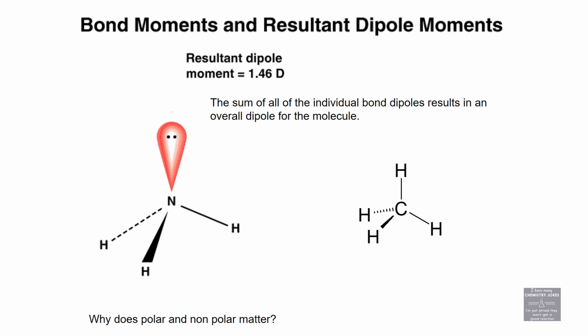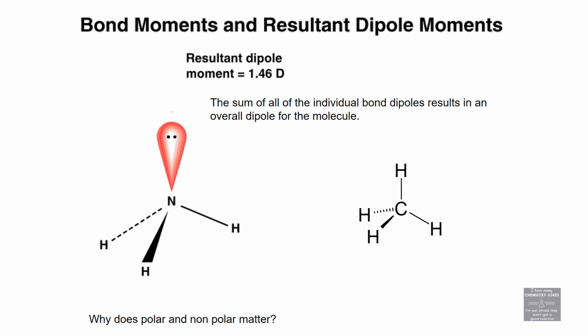In the last video, I said I'm getting a little bit ahead of myself, but I'm saying it anyway. If you have dipoles along bonds that cancel out, we're going to call that thing nonpolar. If you have dipoles that don't cancel out, we're going to call that thing polar.